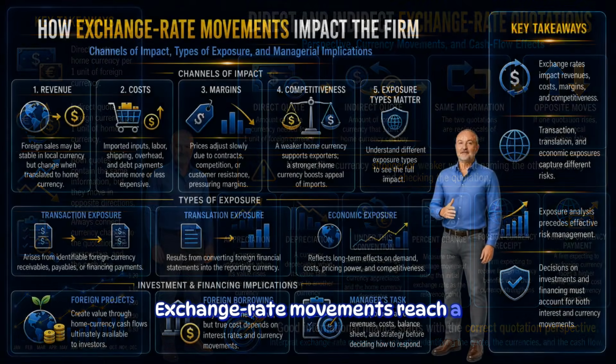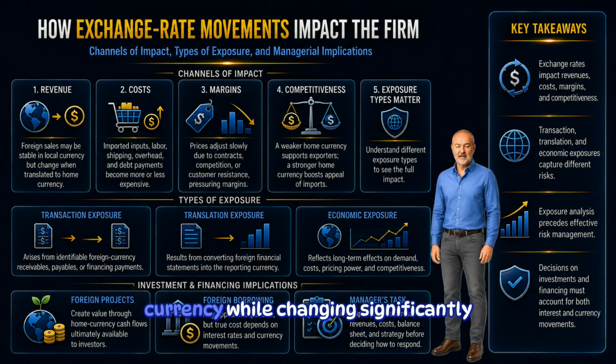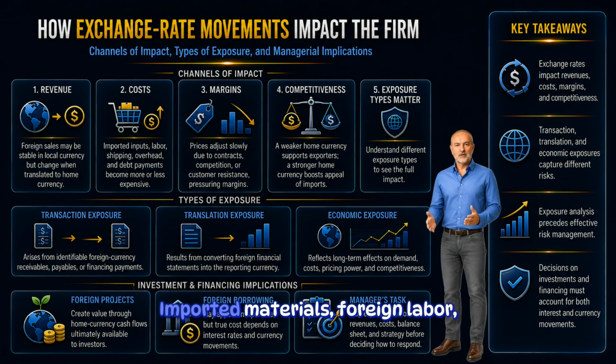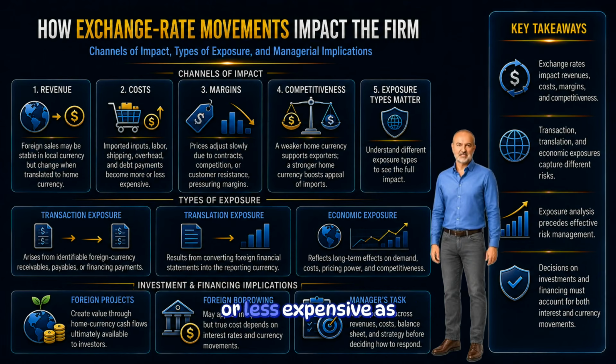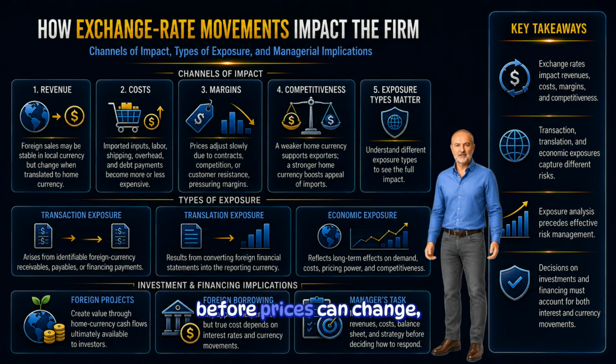Exchange rate movements reach a firm through several connected channels. First, they affect revenue. Foreign sales may be stable in the customer's currency while changing significantly when translated into the firm's home currency. Second, they affect costs. Imported materials, foreign labor, shipping, overhead, and debt payments can become more or less expensive as currencies move. Third, they affect margins. Prices are often slow to adjust because of contracts, competition, or customer resistance. When exchange rates move before prices can change, profit margins absorb the pressure.